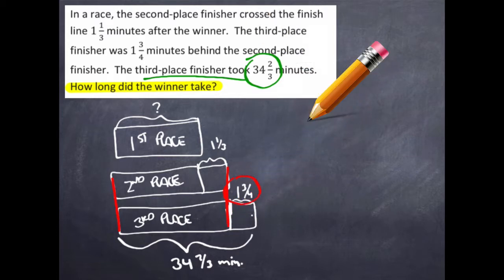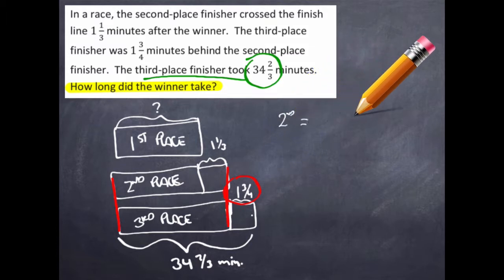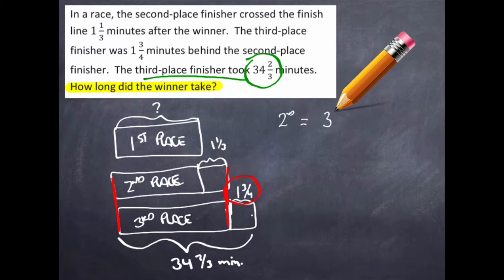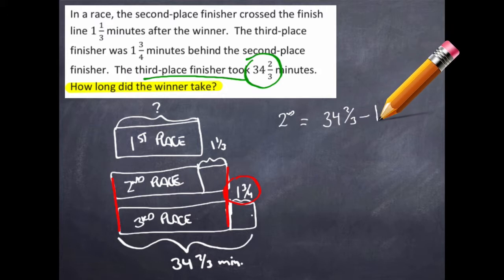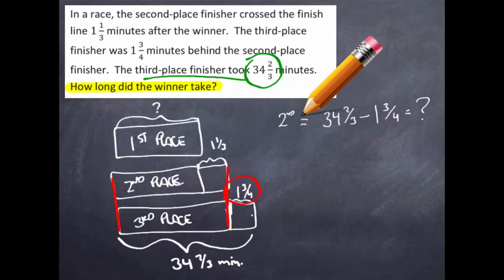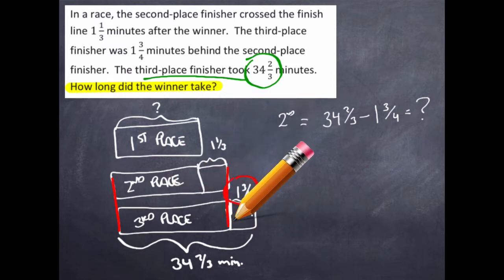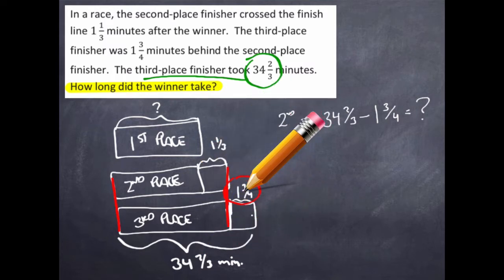So let's go ahead and write that out. So our second place finisher, I'm just going to label this over here second place. They took 34 and 2/3 minus 1 3/4. So that would tell us what the second place finisher took. Because they didn't take the whole amount, the third place finisher took 1 3/4 of a minute longer than our second place finisher. So if we took the time that the third place finisher took, and subtract 1 3/4, we should be able to get our answer.